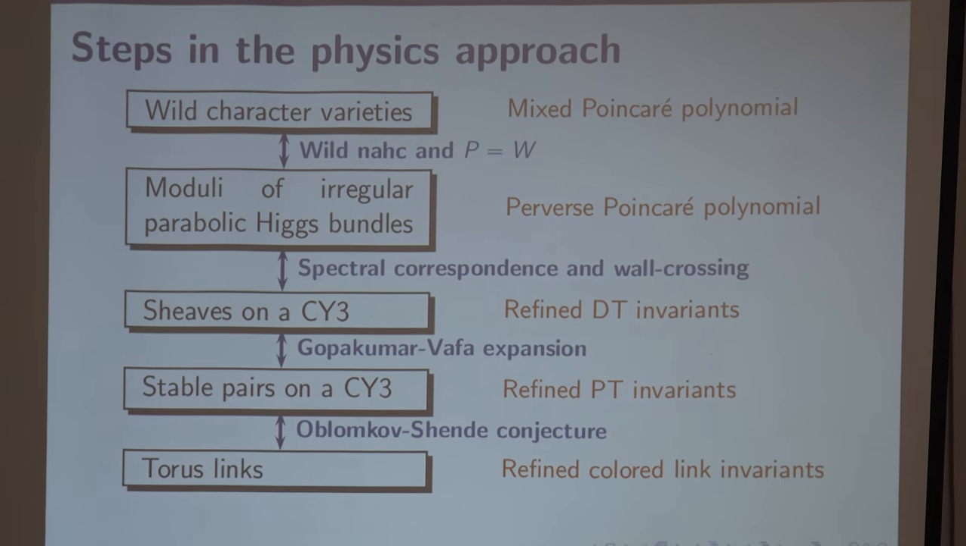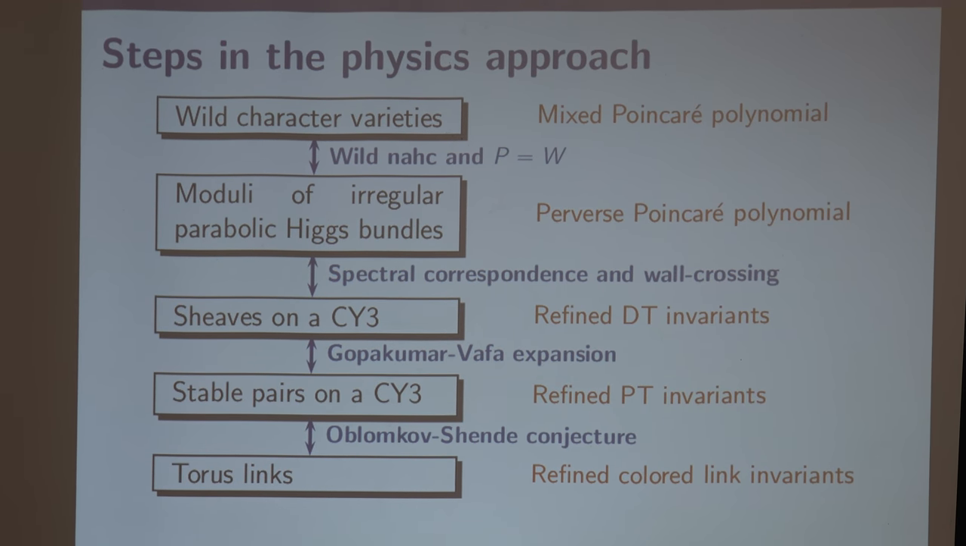But what these procedures, these dictionaries achieve for you, they convert the mixed Poincaré polynomial on the wild character variety into a perverse Poincaré polynomial for the moduli of parabolic Higgs bundles. And then the spectral correspondence and the wall crossing converts the perverse Poincaré polynomial into some generating function for refined Donaldson-Thomas invariants on the Calabi-Yau threefold. The Gopakumar-Vafa expansion converts that into a generating function for refined Pandharipande-Thomas invariants. And then the Oblomkov-Shende conjecture, in fact, it's a colored version of the Oblomkov-Shende conjecture, converts that into a generating function of colored link invariants.